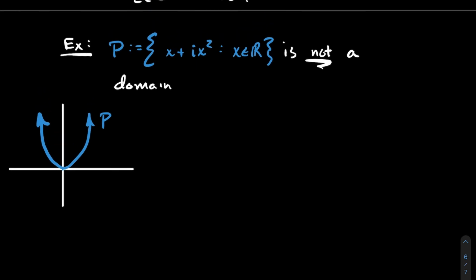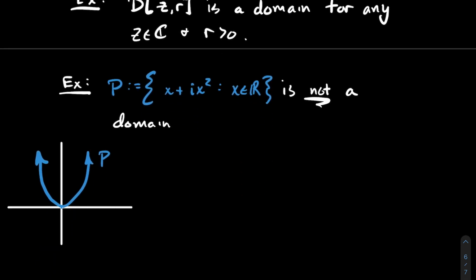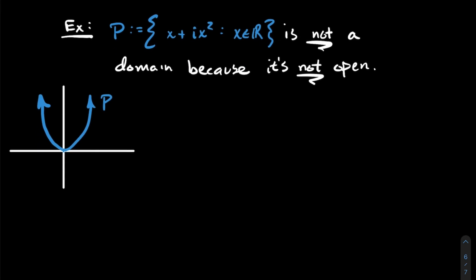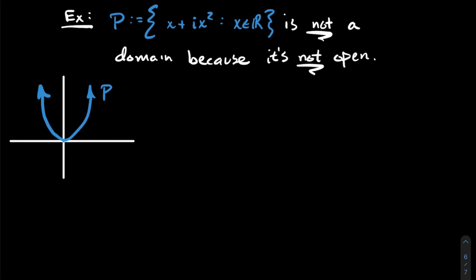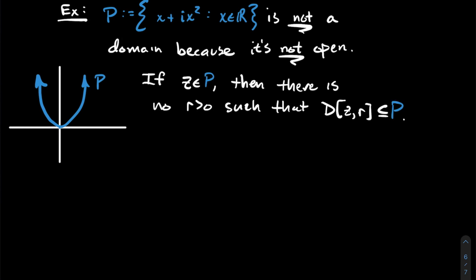If I'm thinking, what does it mean to be a domain? It looks connected, like it's not separated, so it must not be open. And so, of course, that's what we're going to try to show. We're going to try to show that P is not a domain because it's not open. And just so we get our feet wet with how these arguments go, what's one way to do it? If I take a point z that is on the parabola, then the idea here is that there's no real number r greater than 0 such that a disk centered at z of radius r is completely contained inside the parabola.